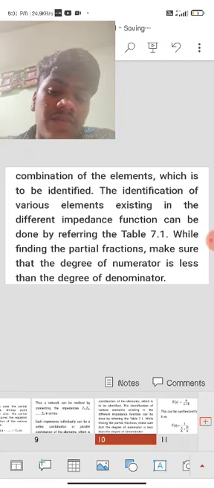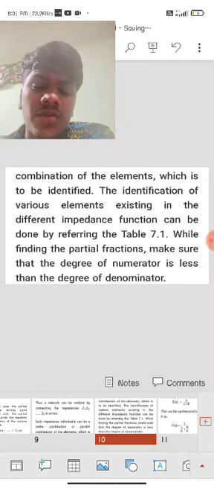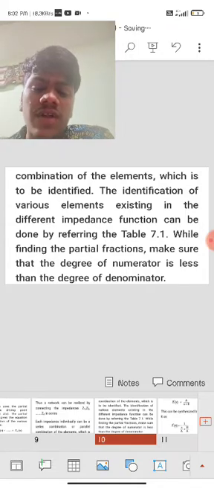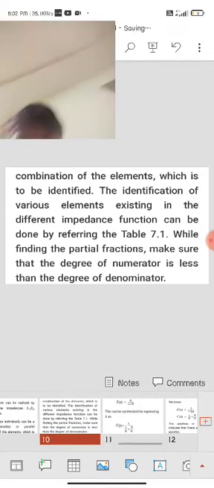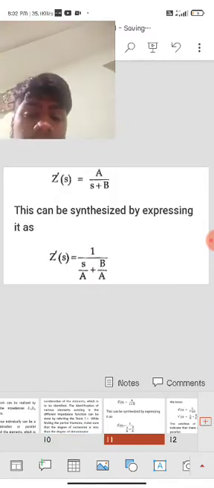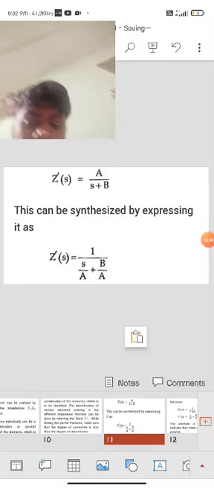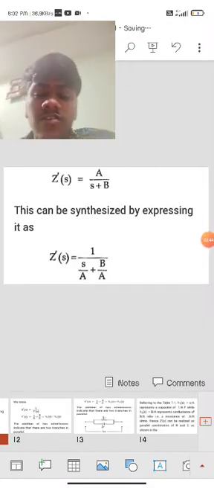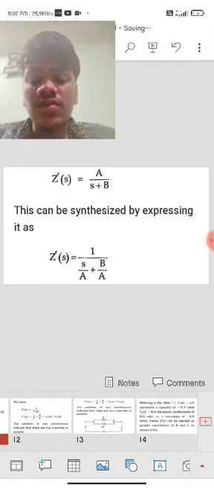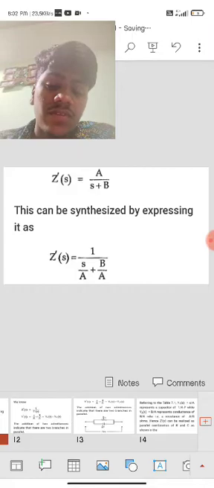The identification of the various elements existing in the different impedance functions can be done by referring to the tables while finding the partial fractions. Make sure that the degree of the numerator is less than the degree of the denominator. Z dash of s equals a by s plus b. This can be synthesized by expressing it as Z of s equals 1 by s by a plus b by a.